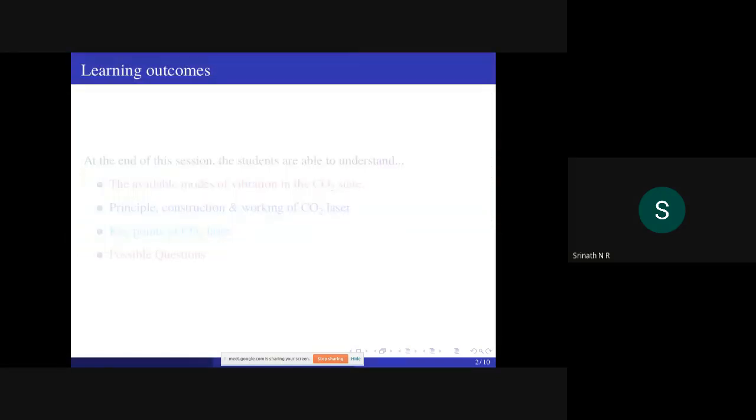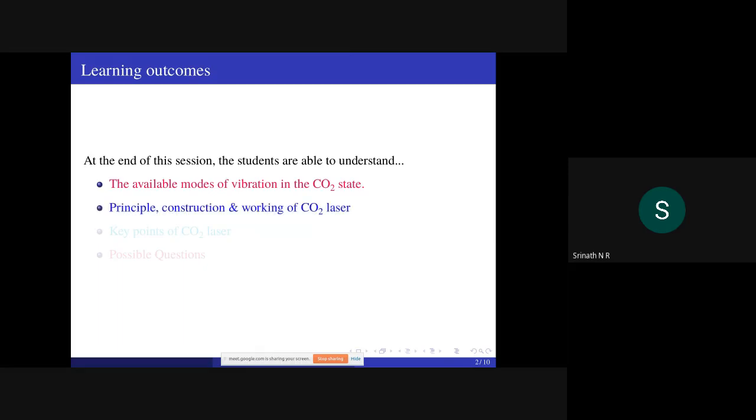Learning outcomes. At the end of this session, students are able to understand the available modes of vibration in the carbon dioxide state, principle, construction, and working of carbon dioxide laser, some key points of carbon dioxide laser, and finally, the possible questions.